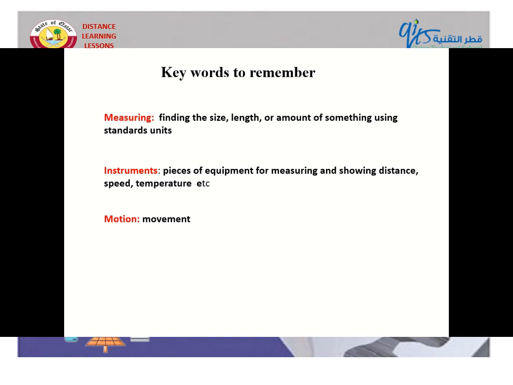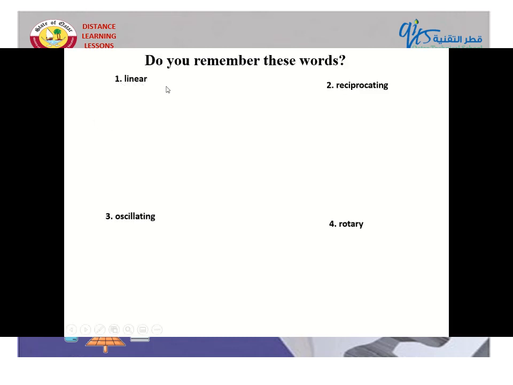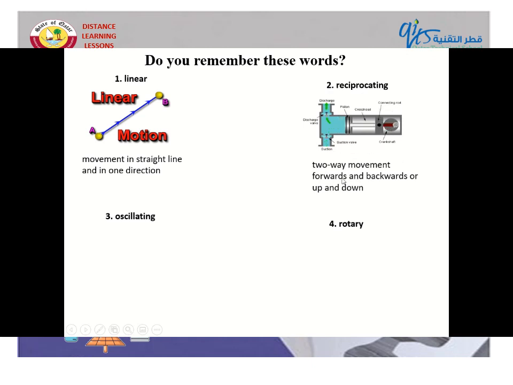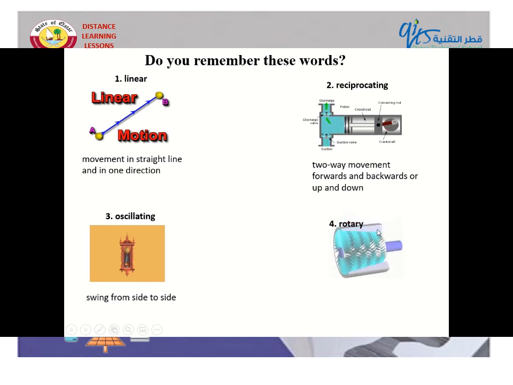Now, do you remember the 4 basic motions? They are linear motion, reciprocating motion, oscillating motion, and rotary motion. Linear motion is movement in a straight line and in one direction. Reciprocating motion is a two-way movement forwards and backwards or up and down. Oscillating motion is swinging from side to side. And rotary motion is a movement in circular direction.